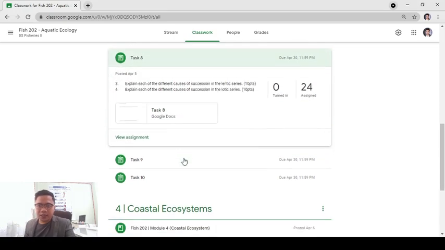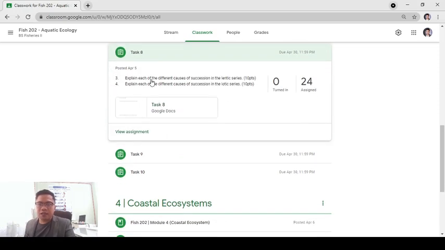Your task 8, you will be explaining each of the different causes of succession in the Lentic series, also 10 points. And then number 4 is explain the different causes of succession in the Lotic series, another 10 points. So you could answer that in a sheet of paper or in that task 8 Word document that I sent to you, ha. Okay? So that is your task 8.